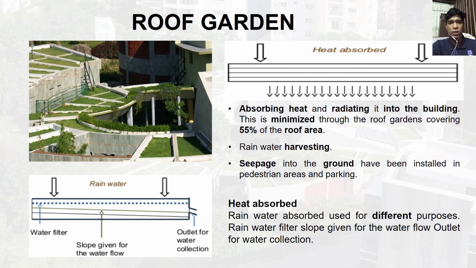And the last one is seepage into the ground, which has been installed in pedestrian areas and parking. For the heat absorbed, what is the function? The rainwater is absorbed and used for different purposes, and a rainwater filter slope is given for the water flow outlet for water collection.